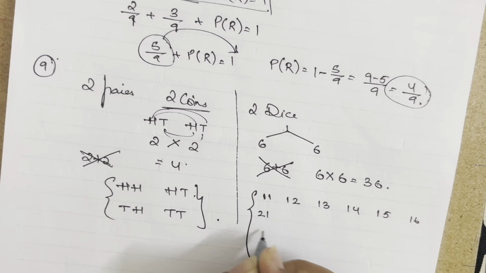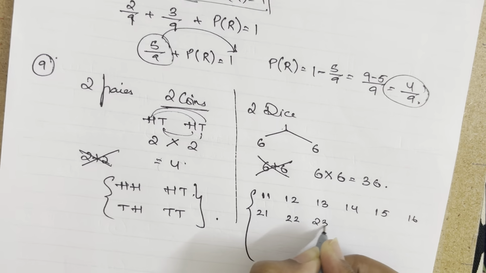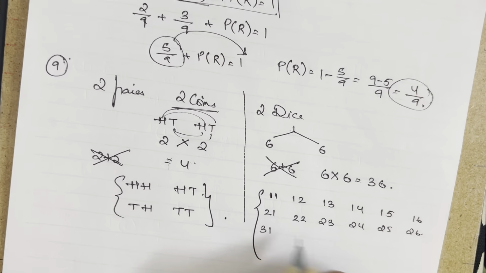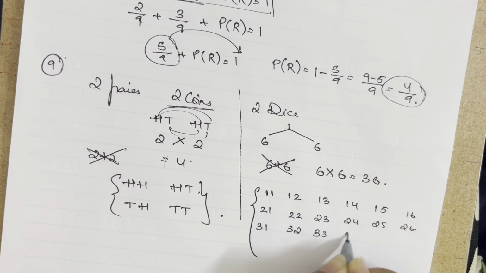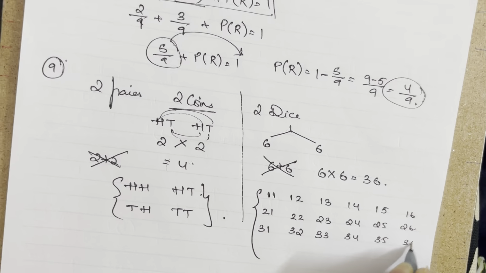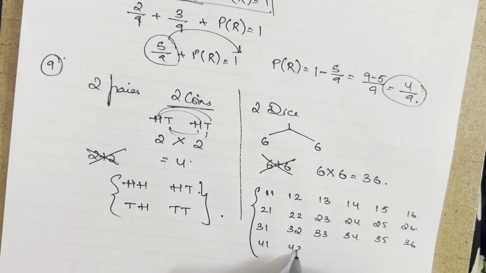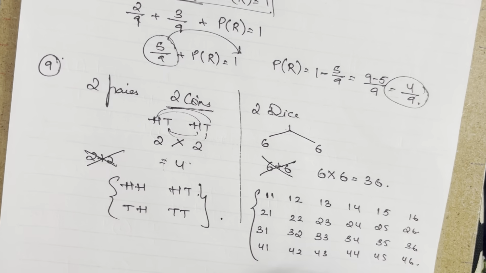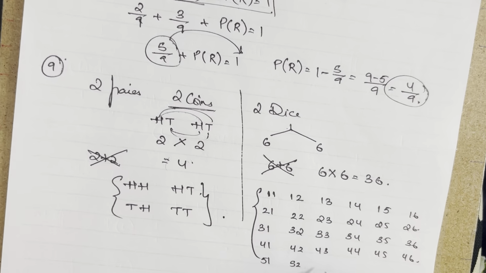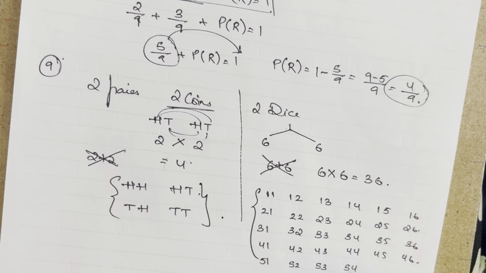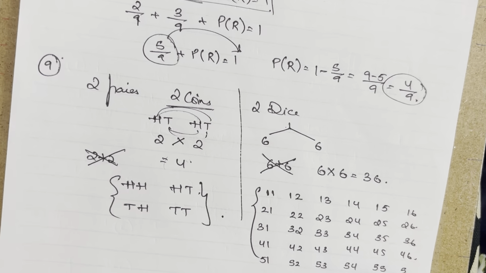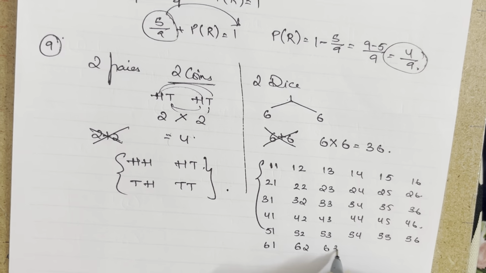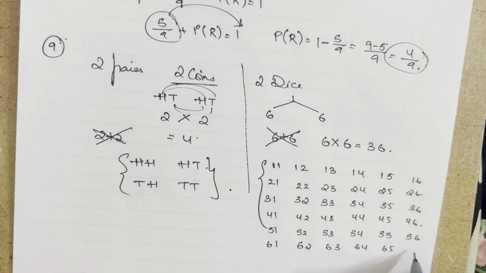They can also show 2, 1, 2, 2, 2, 3, 2, 4, 2, 5, 2, 6. Likewise 3, 1, 3, 2, 3, 3, 3, 4, 3, 5, 3, 6, 4, 1, 4, 2, 4, 3, 4, 4, 4, 5, 4, 6, 5, 1, 5, 2, 5, 3, 5, 4, 5, 5, 5, 6, 6, 1, 6, 2, 6, 3, 6, 4, 6, 5 and 6, 6.